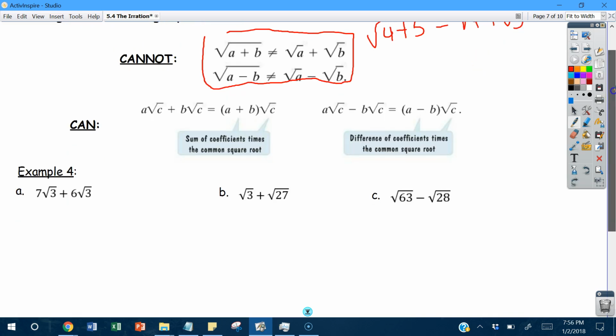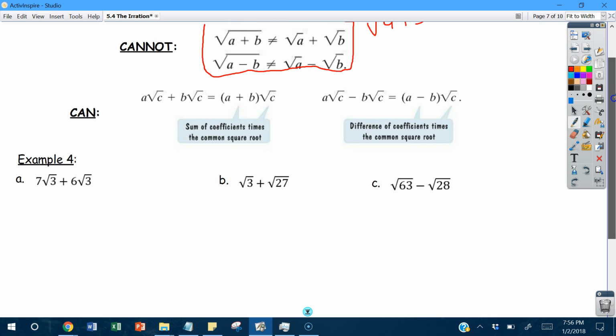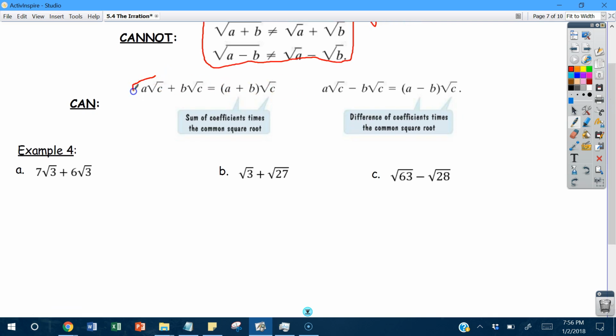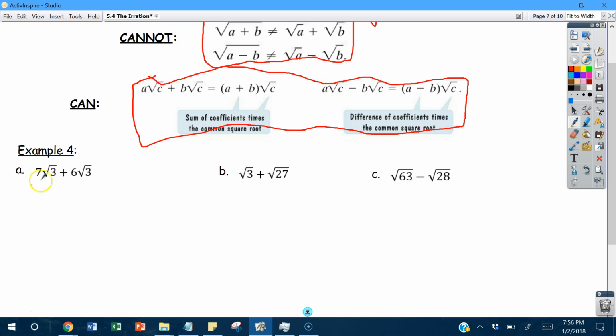However, when we're adding, we can do something to simplify expressions, and it's written here. These are things you can do. Here we have two different radicals, and they both have this square root of 3. The way to make this simpler is you can think of the square root of 3 as a thing, in the same way we'd think about a variable x or y. This is saying 7 of these things plus 6 of these things is really giving us 13 of these things.